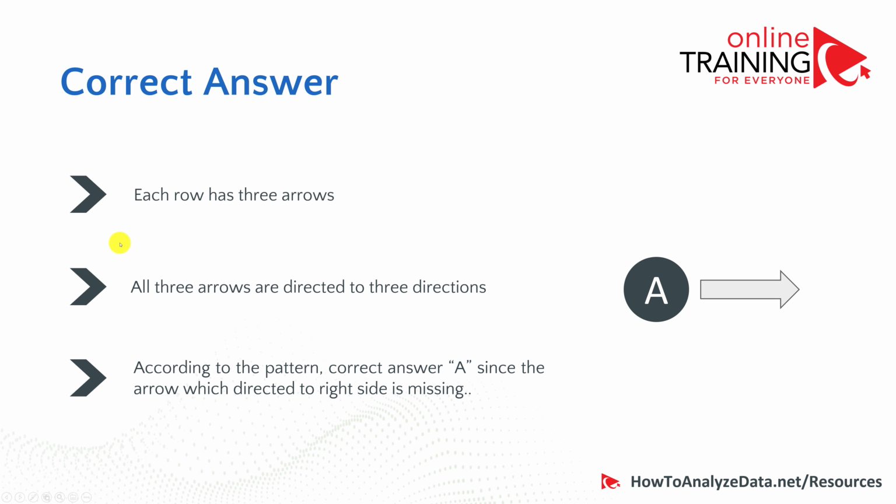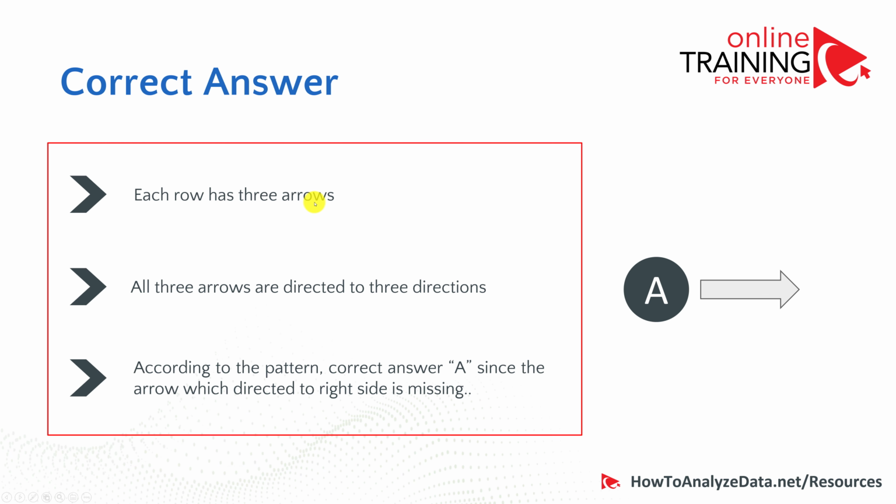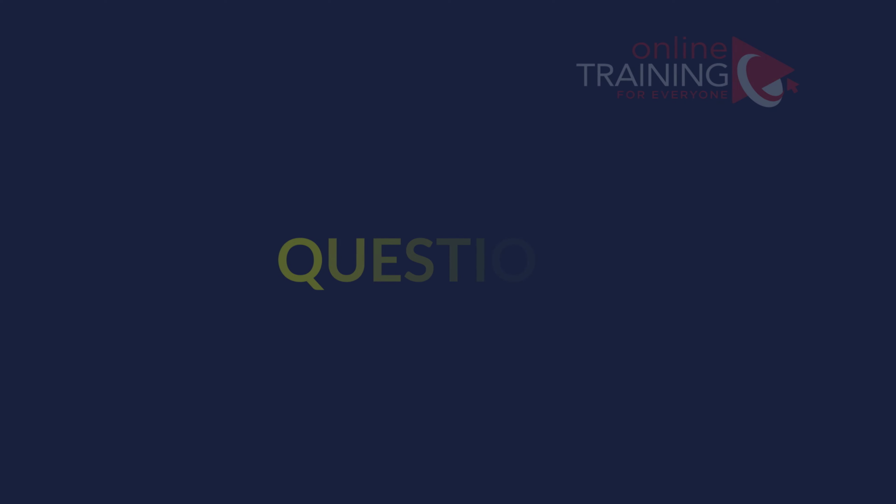And this is the explanation. So each row has 3 arrows. All 3 arrows are directed to 3 directions. And they are unique. According to the pattern, the correct answer is A, because the arrow which is directed to the right is missing in the 3rd row. Hopefully you've got this one right.